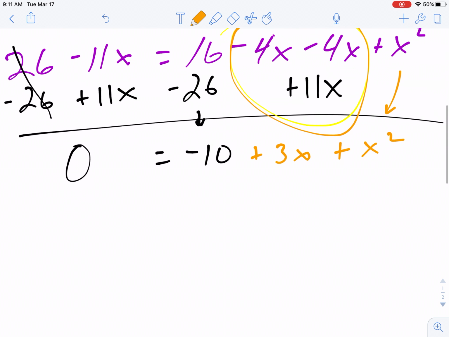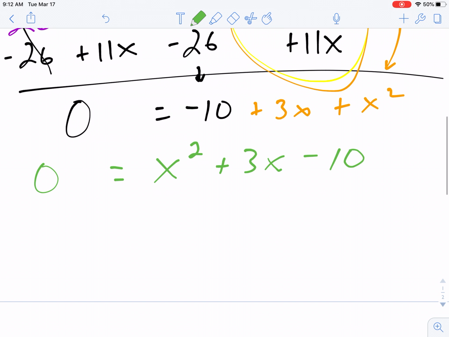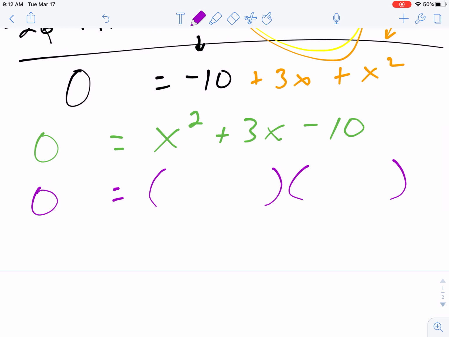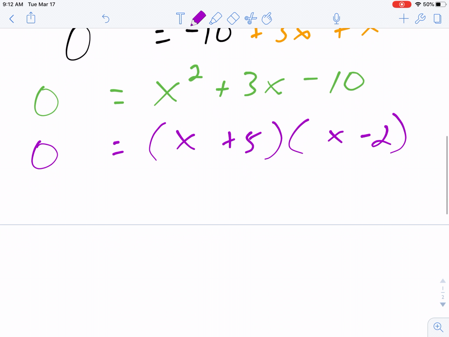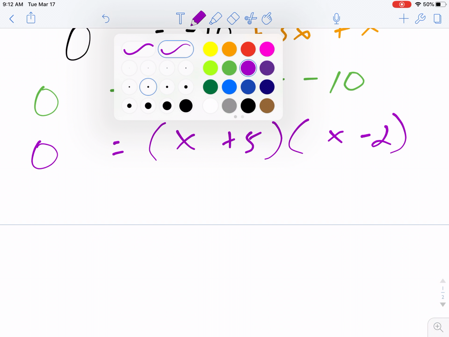Now this isn't really in order, so I would prefer to write it like this because it looks nicer to me. So I just rearranged everything to make it look like it's supposed to be in standard form. So again, now this is your point where you get to pick. If you prefer to use the quadratic formula, go ahead, but I would always prefer to use factoring. Factoring is much faster usually.